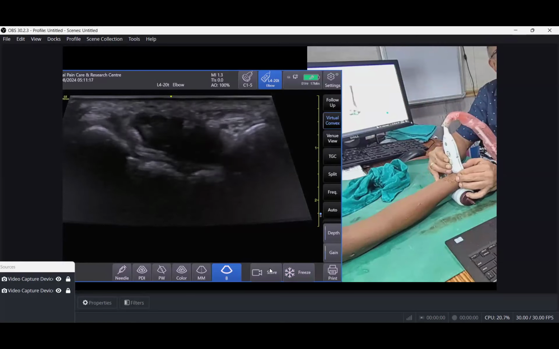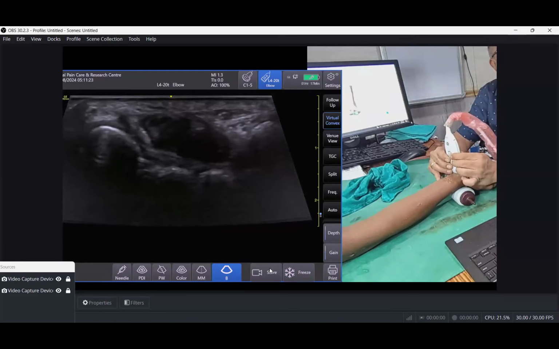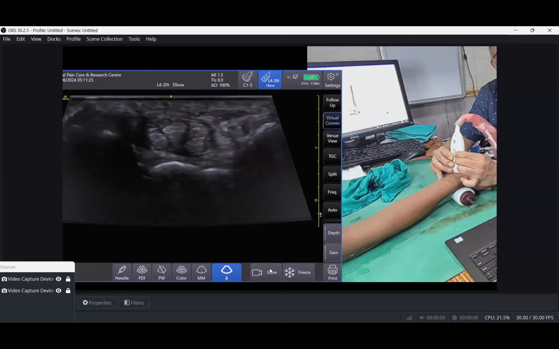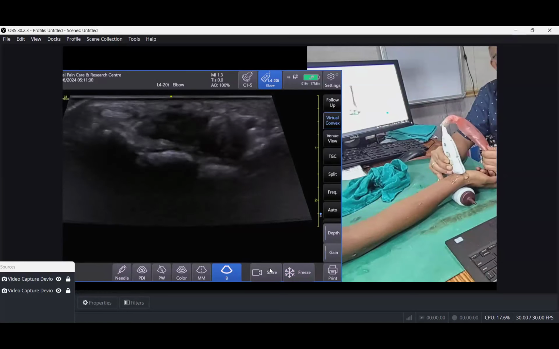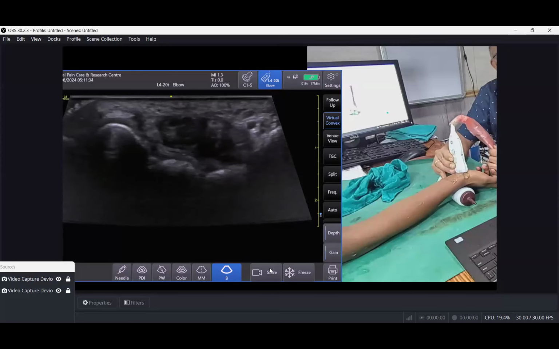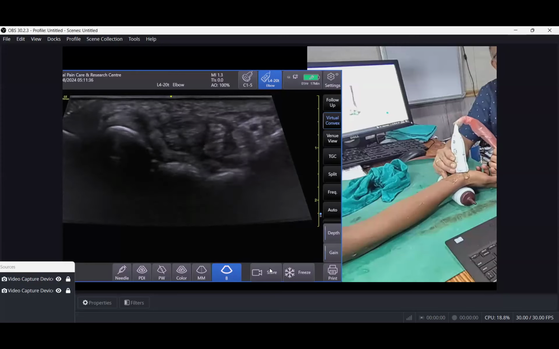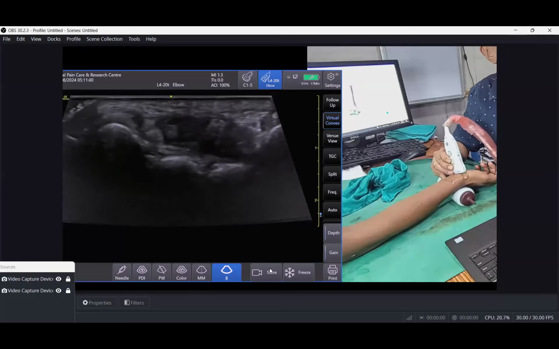On the lateral side is the scaphoid, and on the medial side is the pisiform. If I tilt my probe, look what I'm doing after reaching here. This is basically anisotropy. If I tilt my probe like this, you can see very nicely lots of tendons, and you can also see the median nerve.